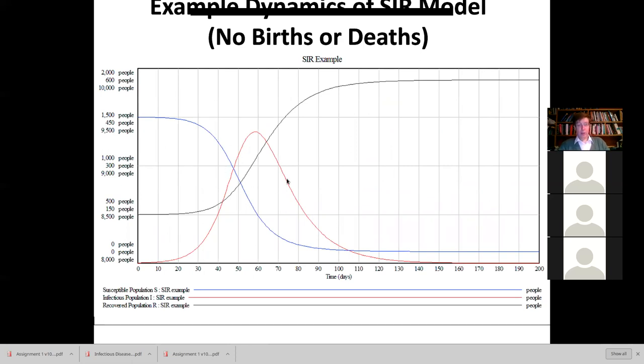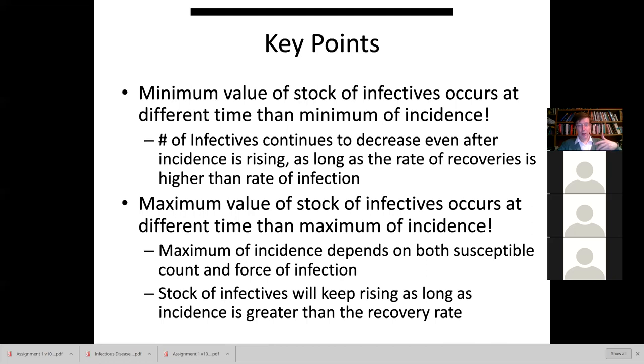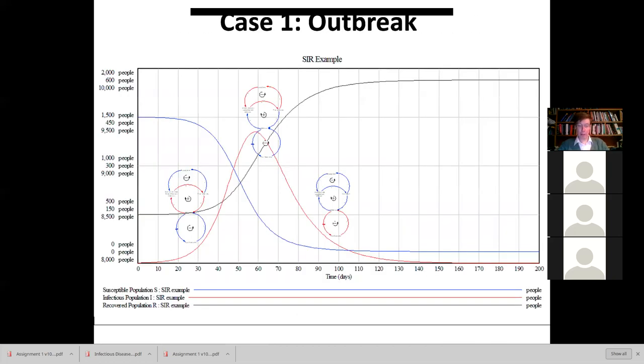What governs this red inflow or this red stock here and its trajectory over time are the same basic principles of stocks and flows, but with the added dynamics of this exponential growth during parts of it caused by the nonlinearity associated with infection. The fact that new infections are driven not just by the number of susceptibles, but by the number of infectives, and the number of infectives is in a positive feedback loop. And so we have this shifting feedback dominance.